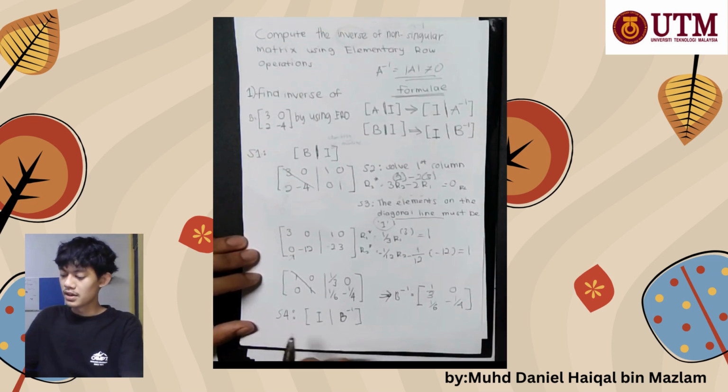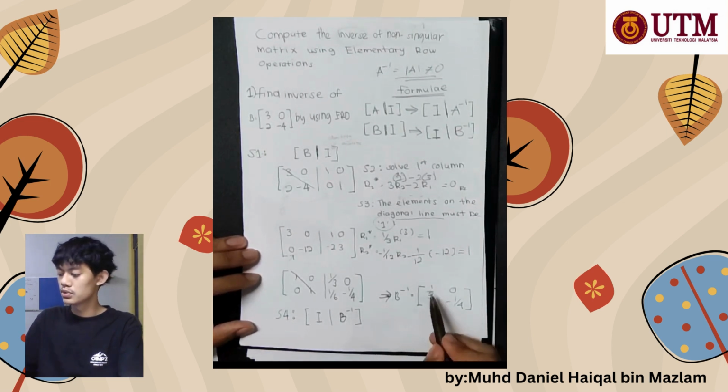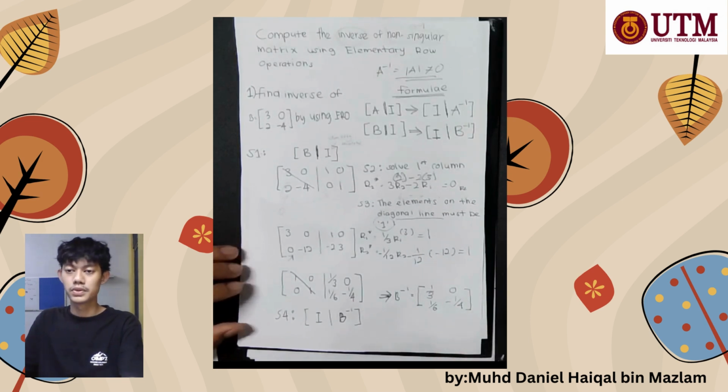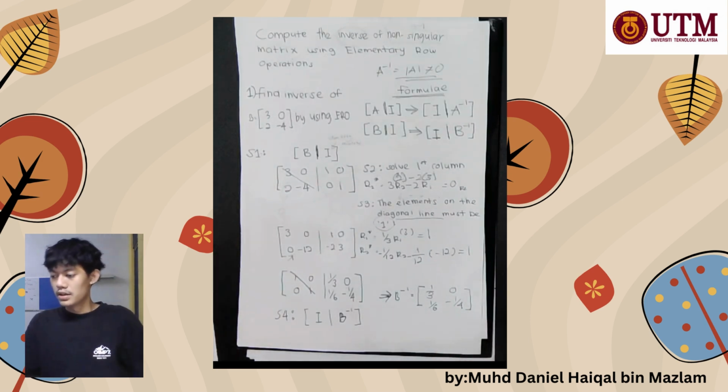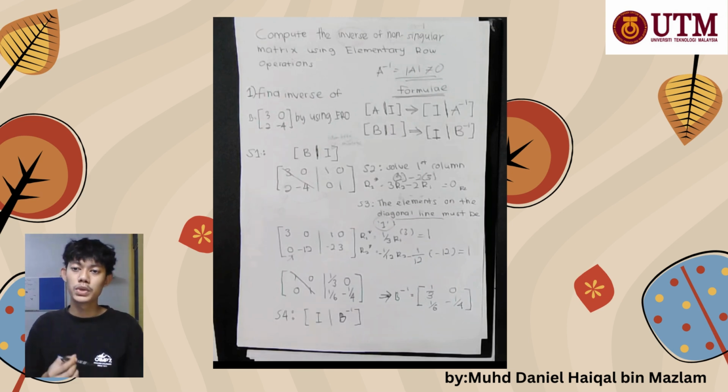In the last step, we must show that B inverse equals 1 over 3, 0, 1 over 6, negative 1 over 4. Okay, that's all for me. Let's proceed to the next example question.